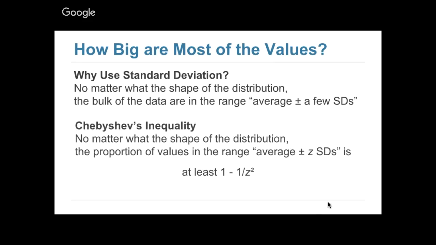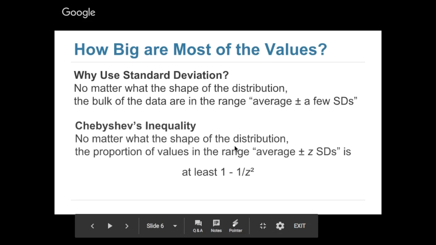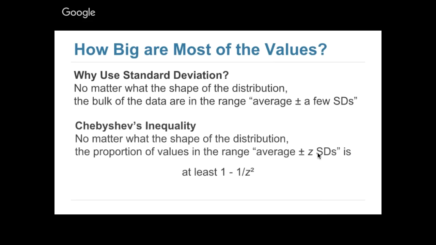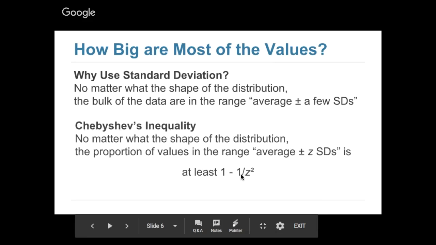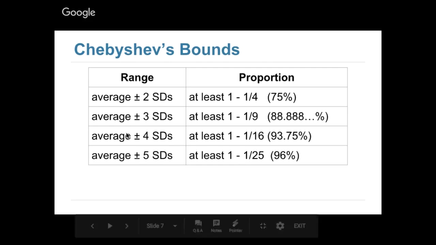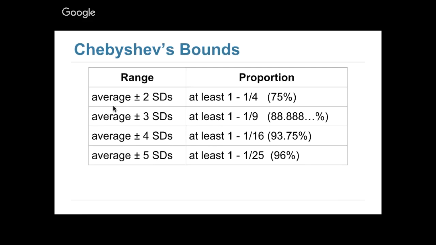And this is the bound. No matter what the shape of my distribution, the proportion of values in the range average plus or minus z SDs is at least 1 minus 1 over z squared, which is kind of weird. But I can just show you this table. The rule of thumb is if I go 2 standard deviations away, I'm going to get 75% of my data, no matter what my distribution is. So even if my distribution is U-shaped, my standard deviation will be high enough that if I go 2 standard deviations away, 75% of my data will be there. Always. You can try this out with any distribution, any data.